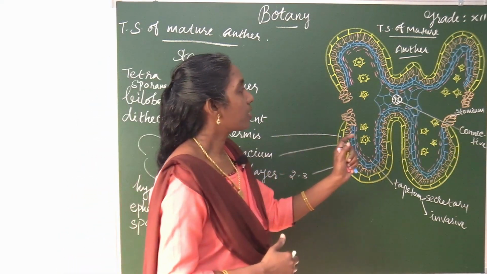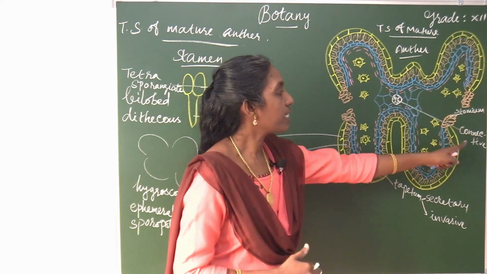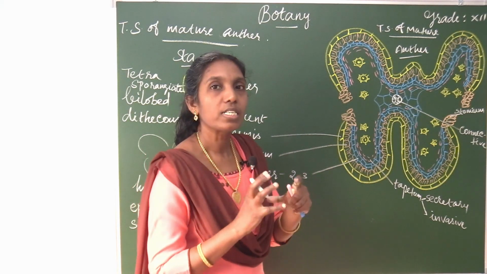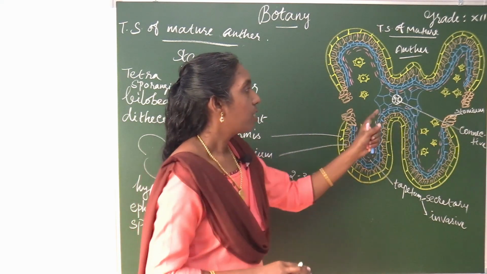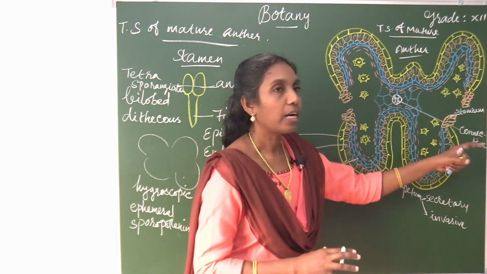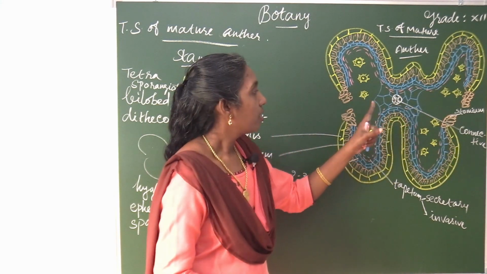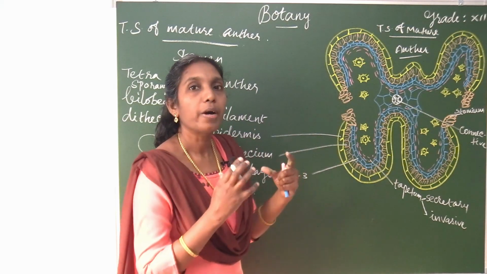Now, there is another structure found here called the connective. The connective is a column of sterile cells. So, a column of sterile cells is called the connective. Then microspores.